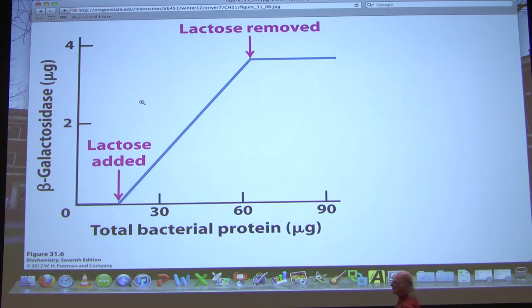When I finished last time, I was at about this point, and I showed you what happens with bacterial cells when they encounter lactose. And the point of this slide was to simply show you a phenomenon known as induction.